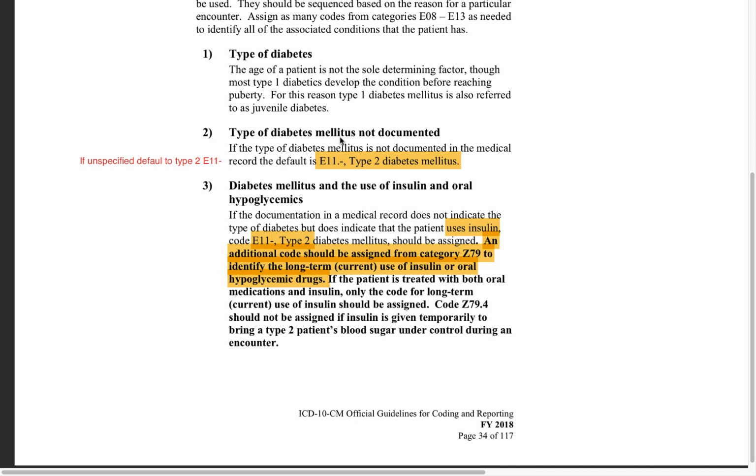Diabetes and the use of insulin. If documentation in the medical record does not indicate the type of diabetes, but indicates the patient uses insulin, code type 2 diabetes should still be assigned. An additional code should be assigned as well from category Z79 to identify long-term use of insulin.